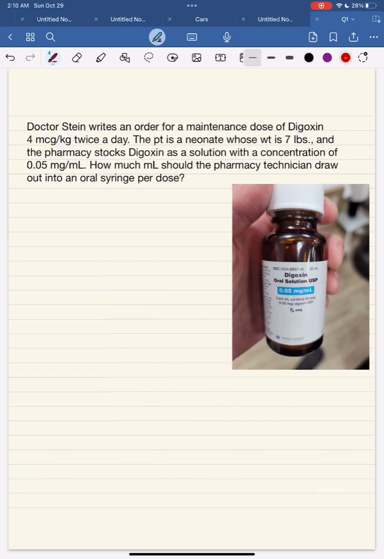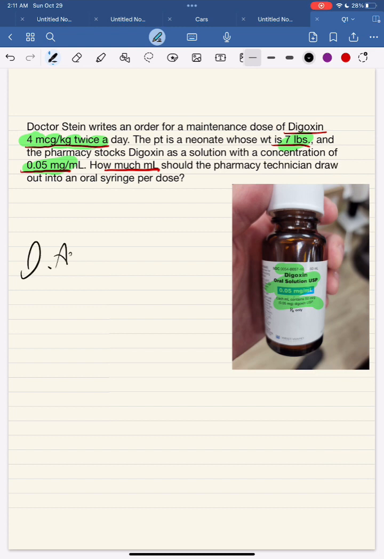All right, let's do this in a dimensional analysis. So again, same problem, digoxin, 4 micrograms per kilogram twice a day. The patient weighs 7 pounds, 0.05 milligrams per ml. How much ml? All right, so no problem. We can set this up. I prefer ratios, but some people like dimensional analysis. Again, you have to deal with the micrograms, pounds, milligrams. You have to convert everything to be on the same page.